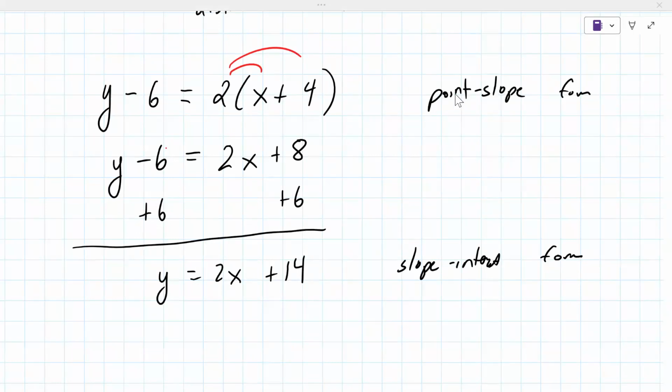Sorry. So what I was trying to show you here is the point slope form and the slope intercept form. You get this by distributing the slope and then adding whatever this is to the other side of the equation. And the graphs of these are exactly the same. If you were to graph this top line and this line here, they're exactly the same.